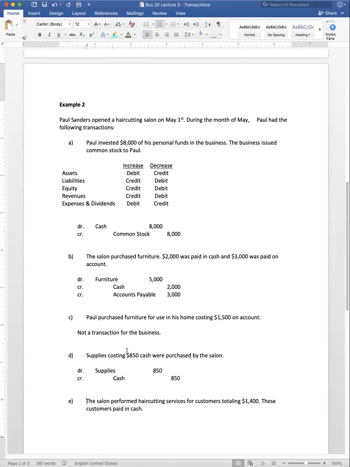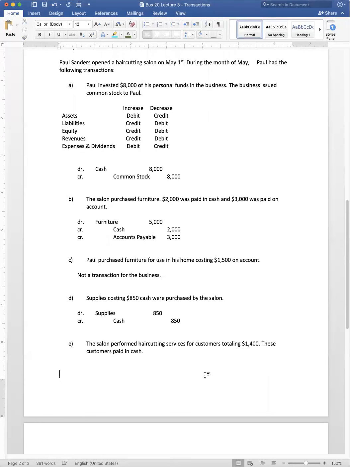All right. The salon performed haircutting services for customers totaling $1,400. These customers paid in cash. All right, so let's do the easy part first, which is the cash, right? So cash we know is an asset. The customers are paying, but they're paying us, right? So we're actually collecting the cash. So cash is increasing, and that's a debit for the company. The customers are paying us.